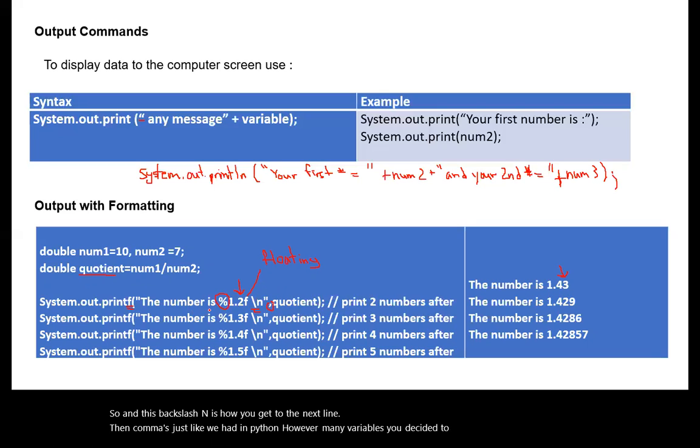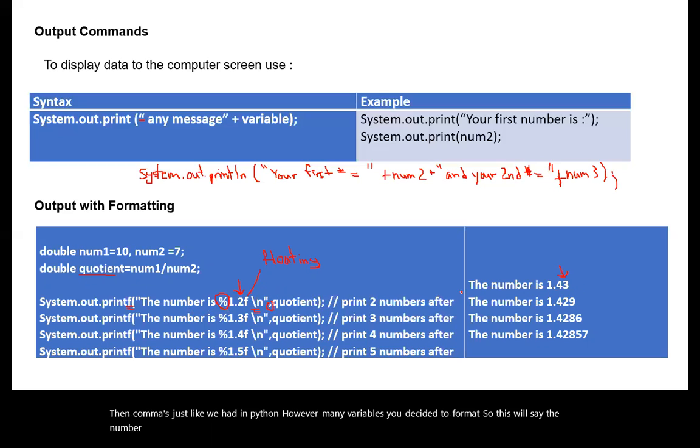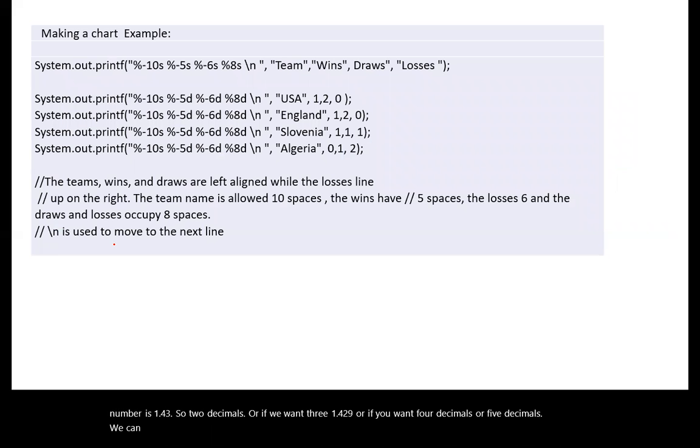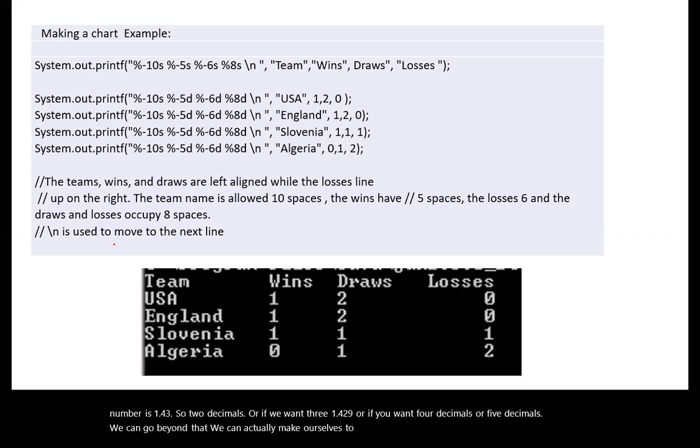So this will say the number is 1.43, so 2 decimals, or if we want 3, 1.429, or if we want 4 decimals or 5 decimals. We can go beyond that. We can actually make ourselves a chart. Whew, let's see what this one looks like.